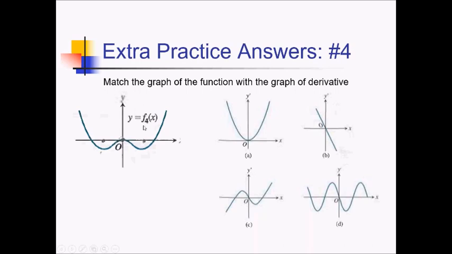Trying to match this function with its derivative, I notice that my slope is starting off very negative, and then we're turning around, so we've got a negative, 0, positive, 0, negative, 0, positive, and then it ends very positive. So the graph that goes up and down a bunch of times, starts very negative and ends very positive, that would be choice C.